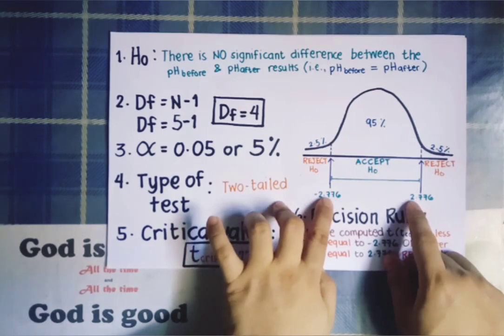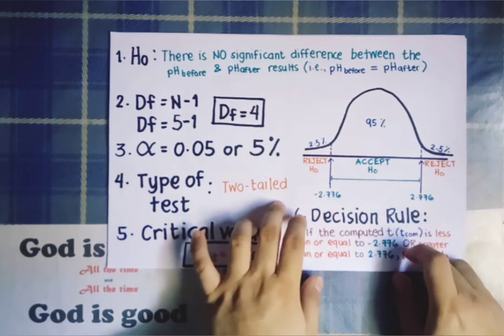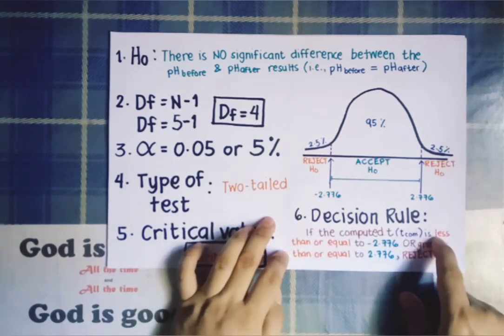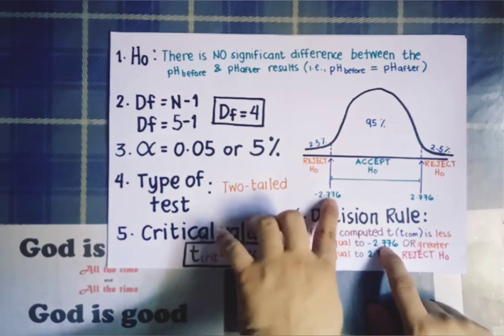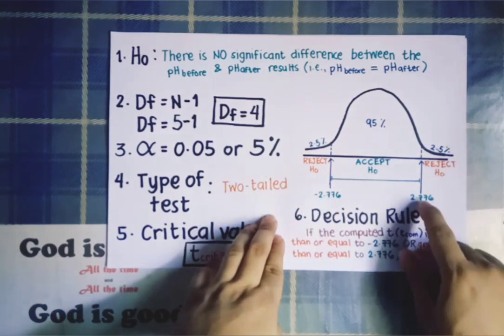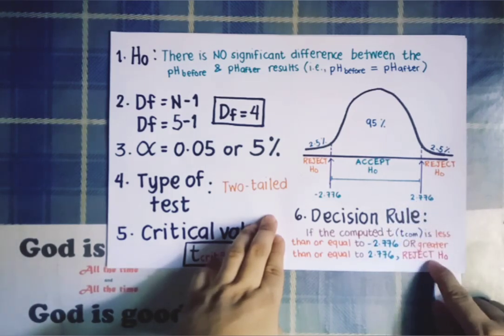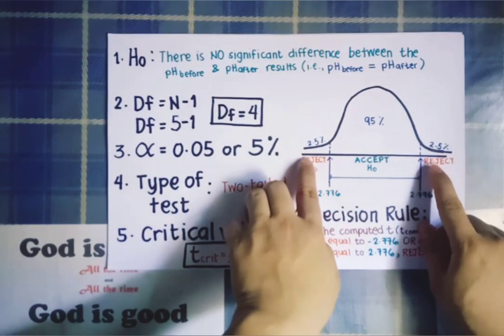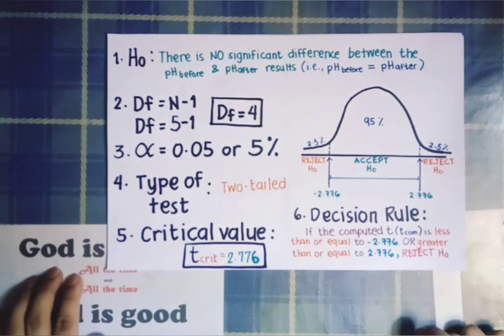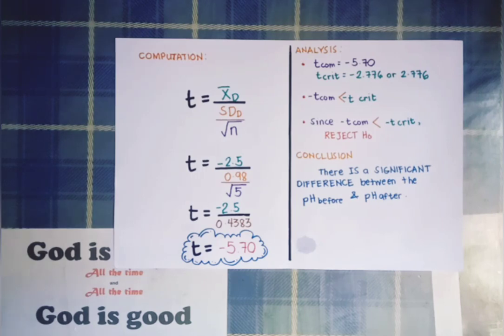Now, with these two critical values, what will be our decision rule here? Our decision rule is that if the computed t, or the tcom, is less than or equal to negative 2.776 or greater than or equal to 2.776, then we need to reject our null hypothesis. Or in short, if the computed value falls under the rejection region, whether at this part or at this part, then we need to reject our null hypothesis. Now, let's proceed to the computation proper of the t-value for paired samples t-test.